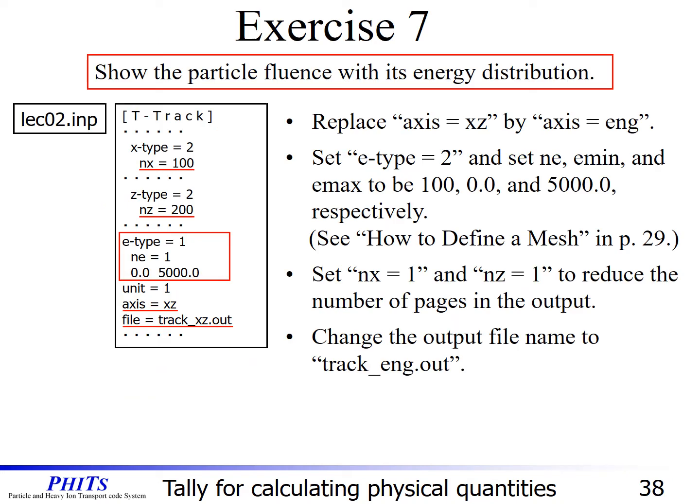Let's start exercise 7. The aim of this exercise is to see the particle fluence with its energy distribution. The procedure is shown here. First, replace axis equals xz by axis equals eng. Second, set E-type equals 2, Ne equals 100, Emin equals 0, and Emax equals 5000. Third, set Nx equals 1 and Nz equals 1 to reduce the number of pages in the output. Last, change the output file name to track eng out. After that, please execute PHITS and check the result.